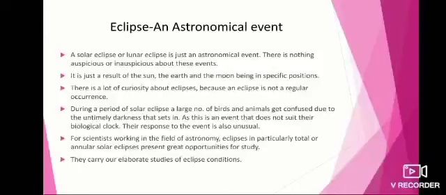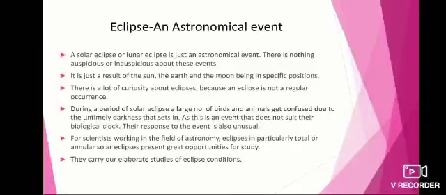Eclipse, an astronomical event. A solar eclipse or lunar eclipse is just an astronomical event. There is nothing auspicious or inauspicious about these events. It is just a result of the sun, the earth, and the moon being in specific positions. There is a lot of curiosity about eclipses because an eclipse is not a regular occurrence.